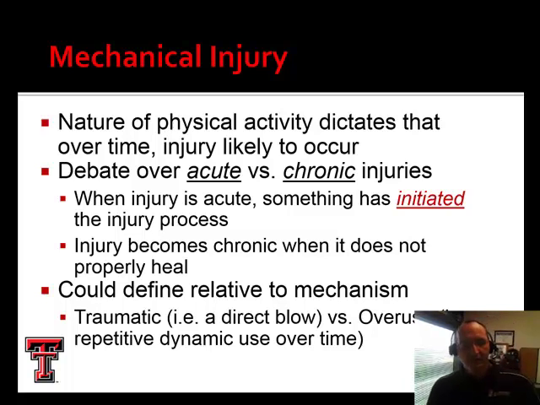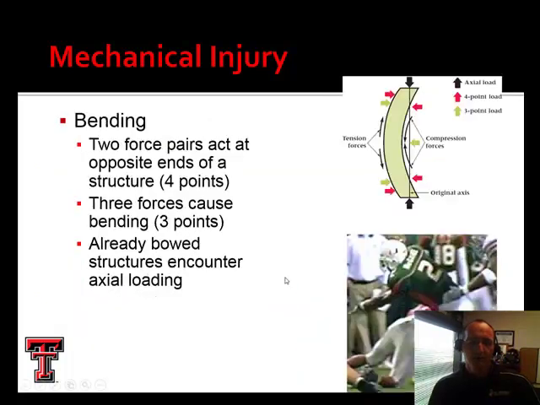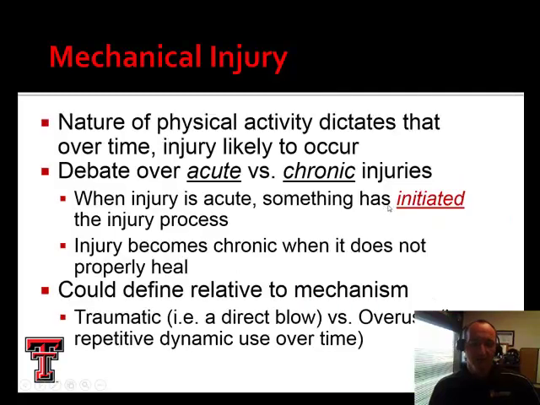We can also define an injury according to its mechanism. So this would be an example of a traumatic injury, whereas a stress fracture would be more overuse, where we've got the cumulative result of heavy loading manifesting itself as a fracture or as a stress reaction.